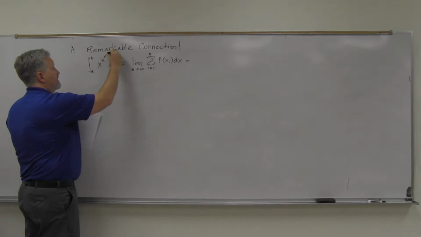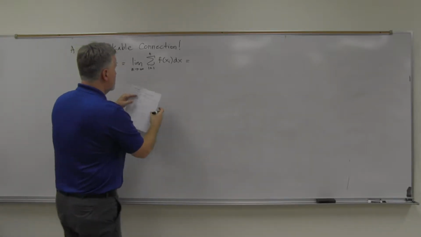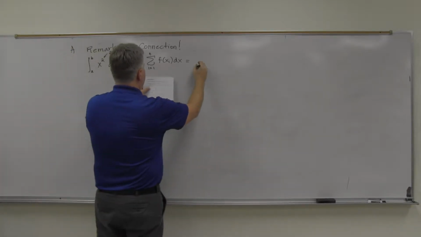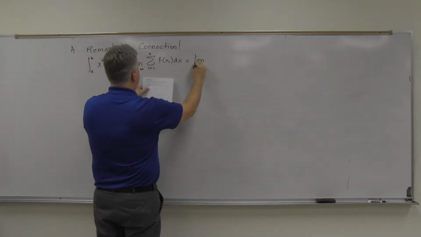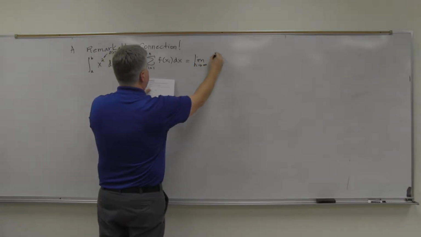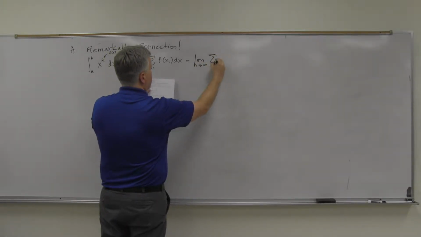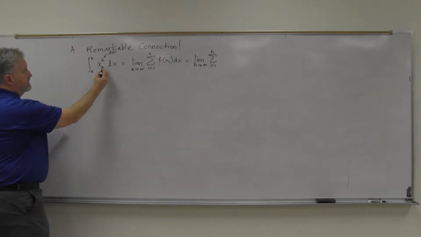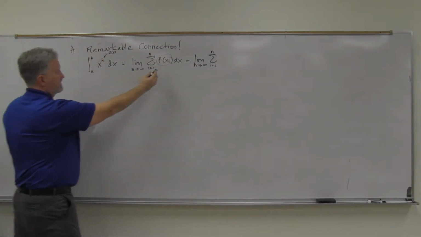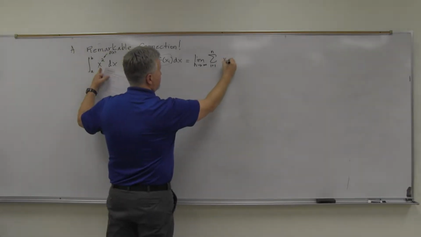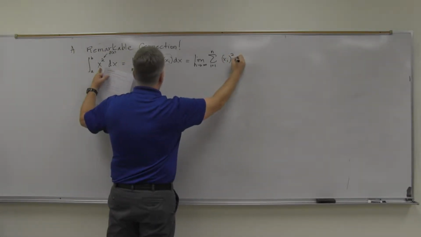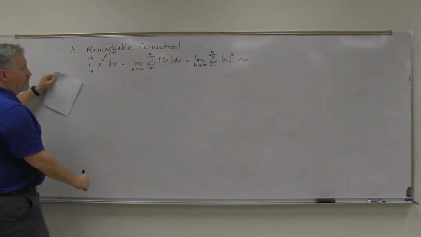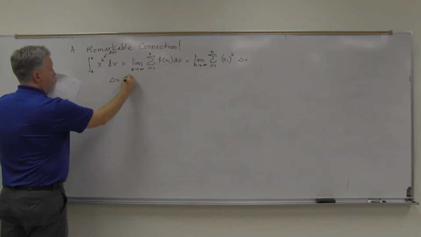And so, looking at the handout there, the first thing I did on that handout is just say, well, I'm using right-hand endpoints. This is f of x, so f of x sub i would be x sub i squared times delta x. Now, by formula, delta x is b minus a over n.